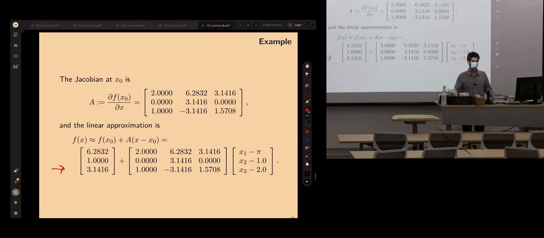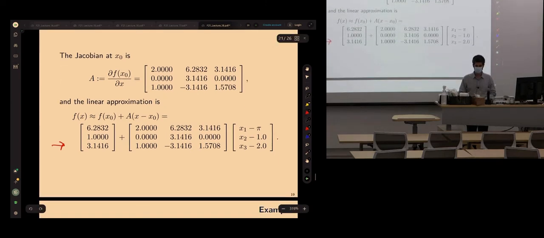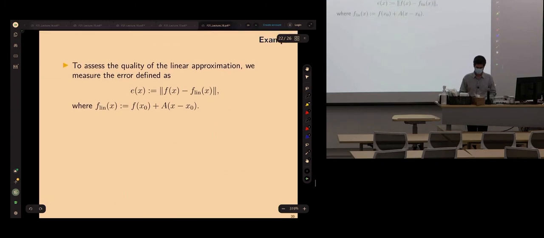How good is this approximation, right? We can't just approximate a function and call it a day. It might be important to know if it's good or bad. So here is one idea. Define the error to be the norm of your actual function. We have the actual function, we can evaluate it. Its difference with the linearized version. So this is going to be a 3 vector, the real function, minus the linearized version.